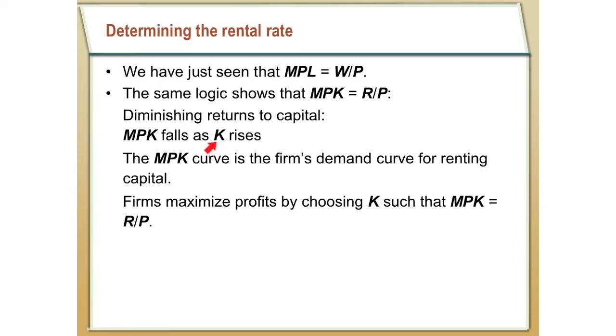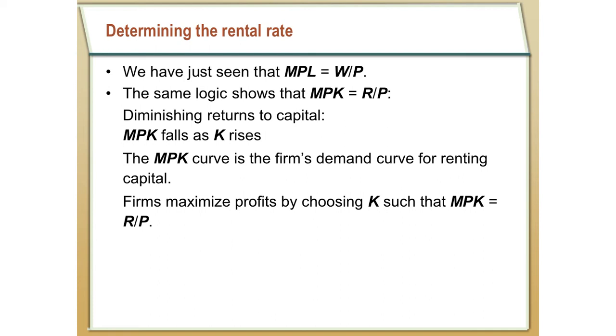As we use more and more capital in production, the additional contribution to output of those units of capital is diminishing. In other words, the marginal product of capital is falling as K gets bigger. Similarly, the MPK curve is the demand curve for renting capital, and the real rental rate in equilibrium is going to be at the intersection of the supply and demand of capital.